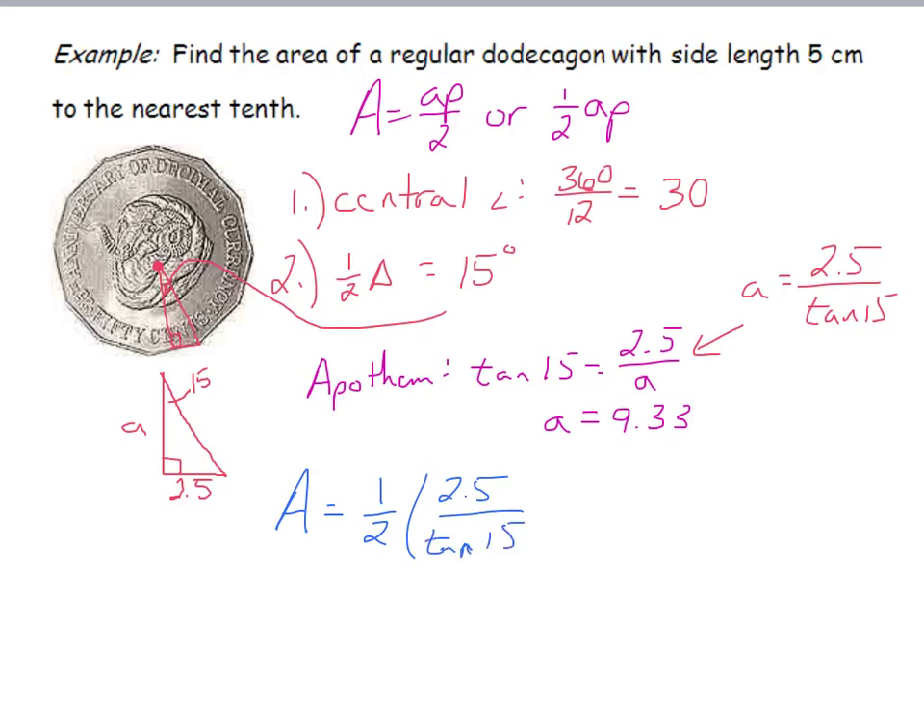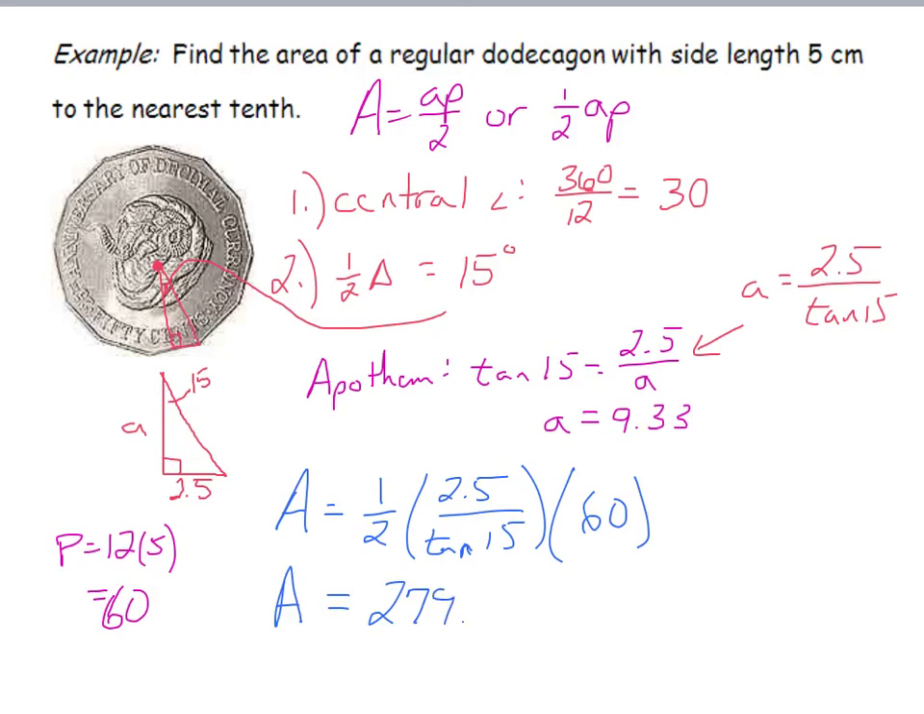Oof, the writing is getting horrible. And then multiply that by my perimeter. Now let's talk for a second. The perimeter: each side is 5, and I've got 12 sides, which means my perimeter is going to be 60 units. So that's what I'm going to put in for my perimeter in my area formula. In my calculator, I type all of that in, and we're going to end up getting an area of 279.9, and that'll be centimeters squared.